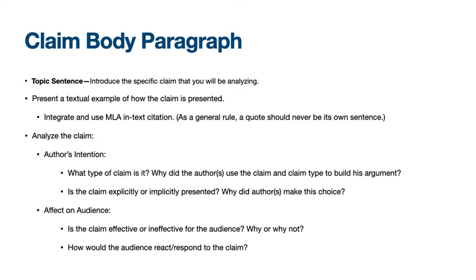So I recommend always having the topic sentence connect back to that author. And one way that you can do that is by having the author's name as the subject and having claim or claims as the verb. So for example, you could have Solnit claims that, and then you could paraphrase the claim that you're going to be addressing. So that way, by using that structure, you're connecting back to your thesis statement explicitly. Next, you would present your textual example of how the claim is presented.